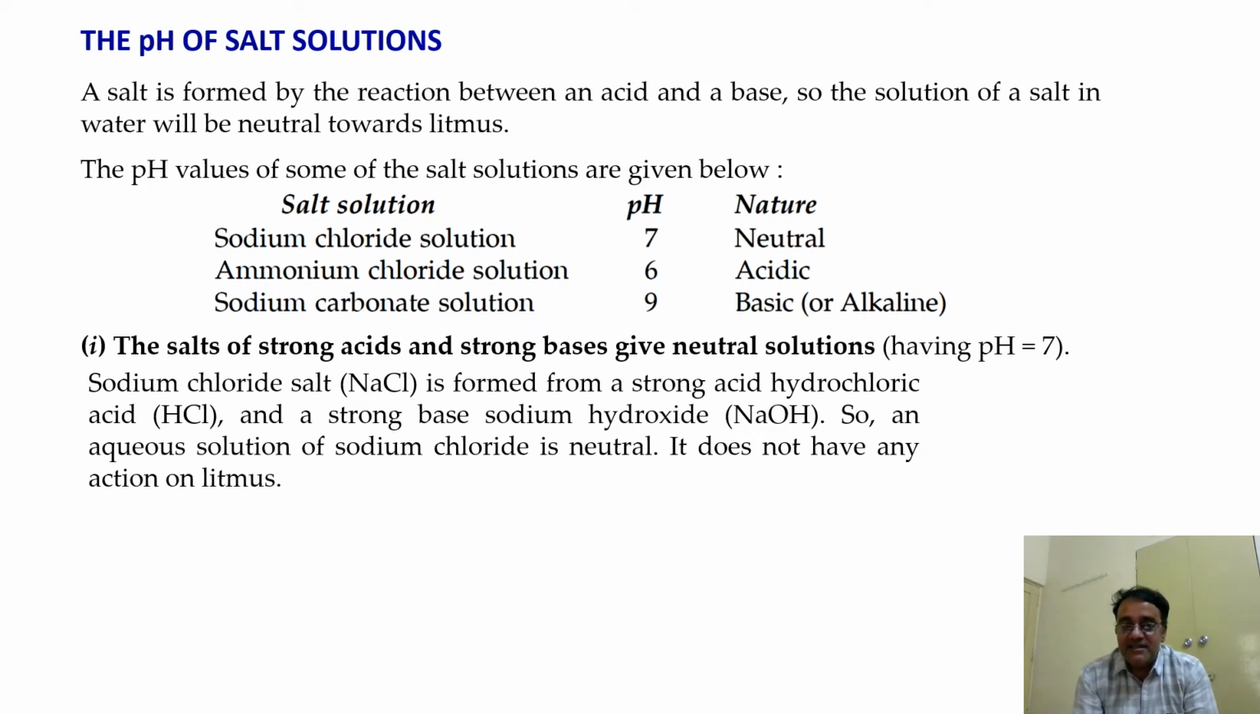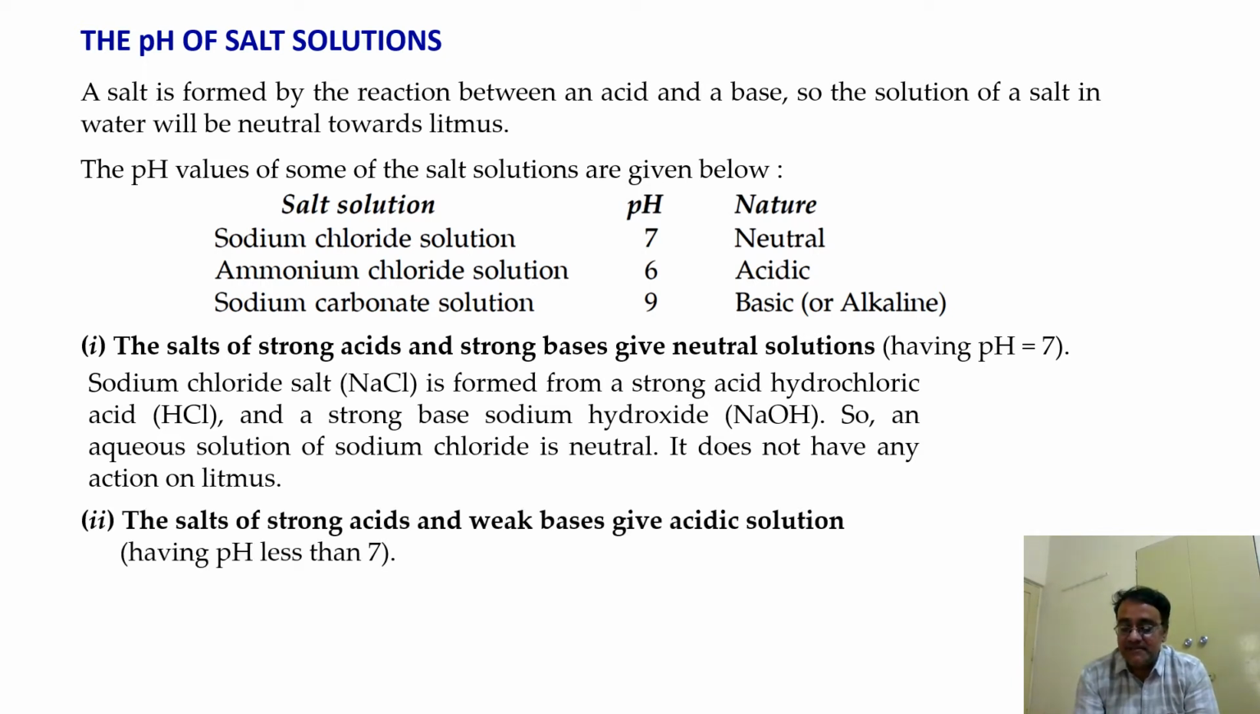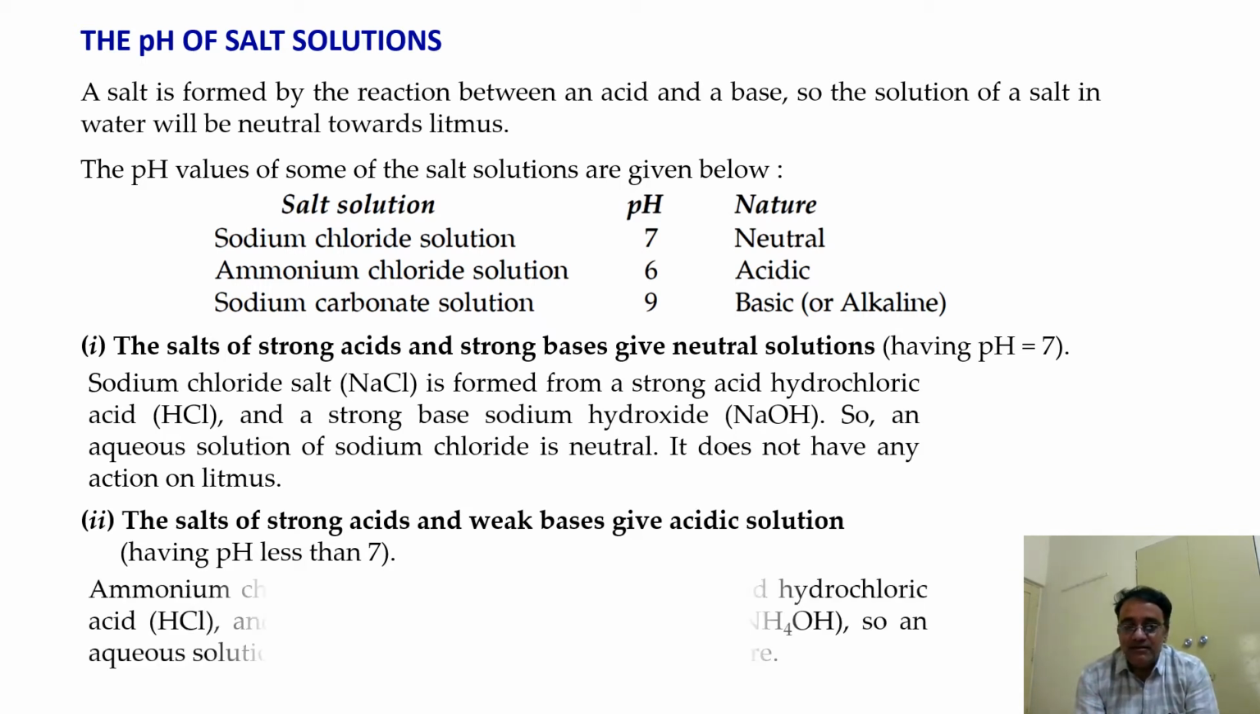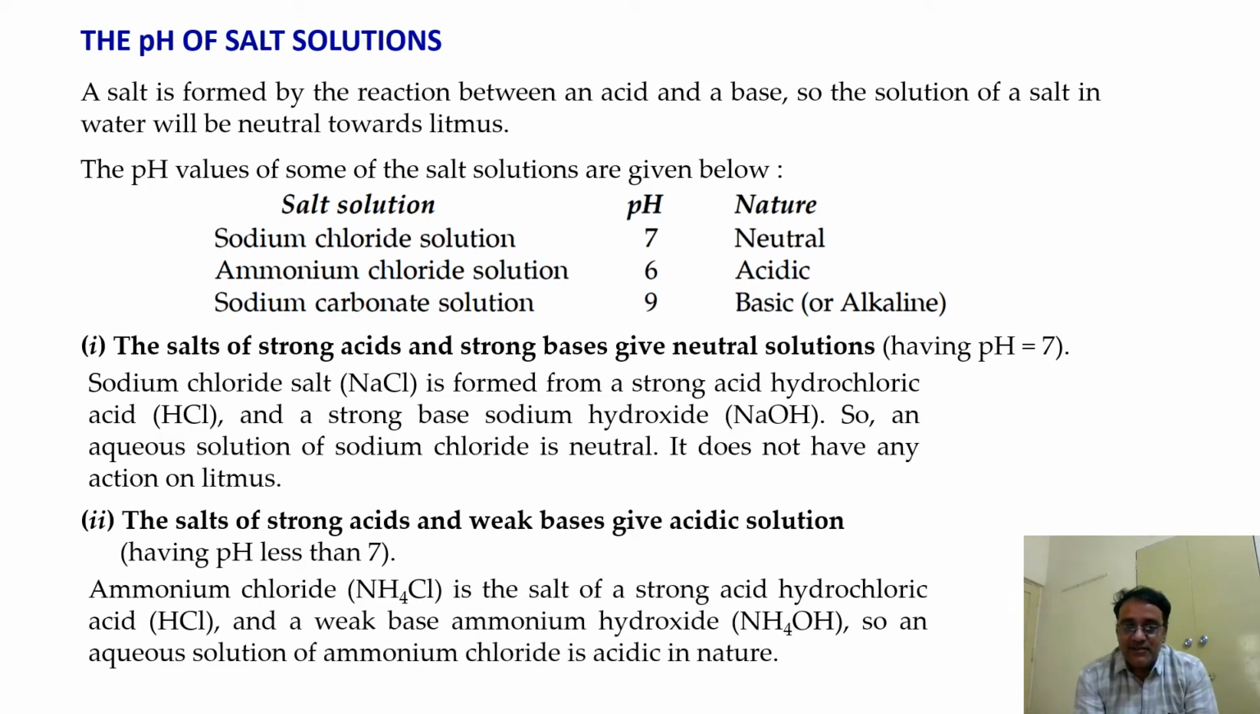Now the second one is that the salt of a strong acid and a weak base will give acidic solution, right? So acidic solution means the value of pH is less than 7. Just now we have seen ammonium chloride. Okay, so ammonium chloride is formed by HCl, that is hydrochloric acid, which is a strong acid, and the second one is ammonium hydroxide, which is a weak base. So that is why the aqueous solution is acidic in nature.